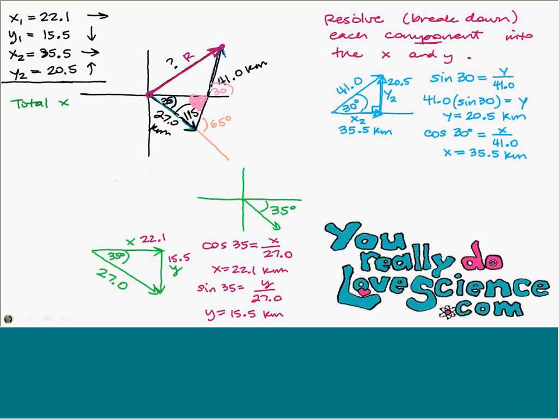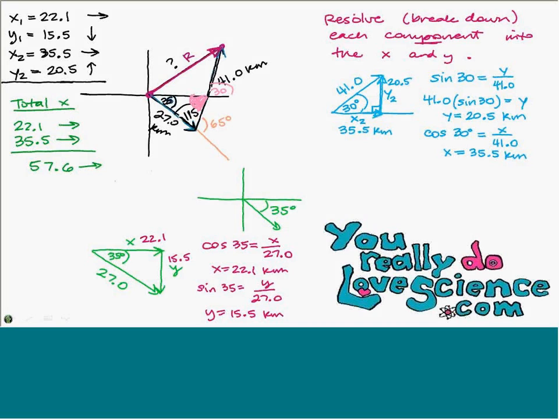So we have a total x. For the x's, we have 22.1 to the right, and we have 35.5 to the right. And they're in the same direction. Does it make sense to you that we're going to add those numbers because they're both positive? Yeah, both going the same way. And you can say to the right or you could say positive: positive 22.1 and positive 35.5. I got 57.6 to the right. Okay, that's our total x.